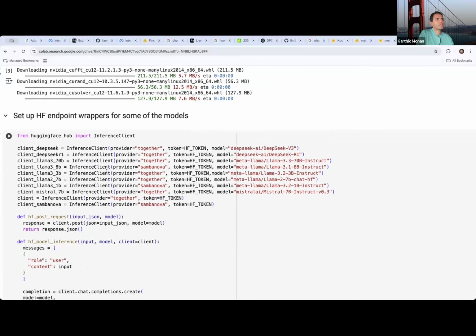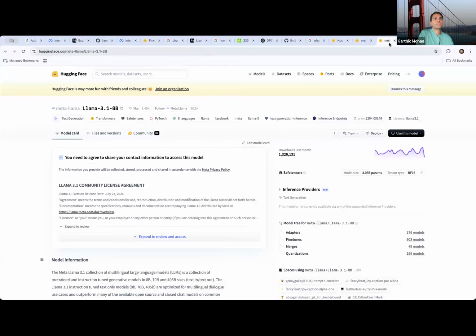Set up some endpoint wrappers for some of the models. Hugging Face Hub provides you an inference client, a library, which is the way for you to access inference providers. So if you look at, for example, the model Meta Llama 3.1 8 billion Instruct, what is the inference provider I can use for this? I'll have to go to this page.